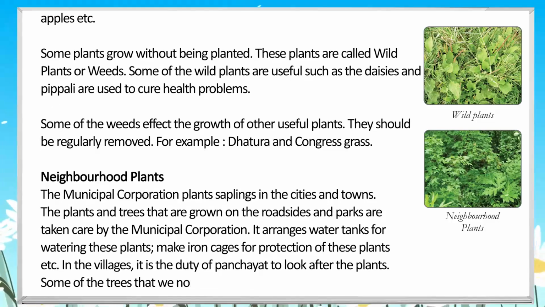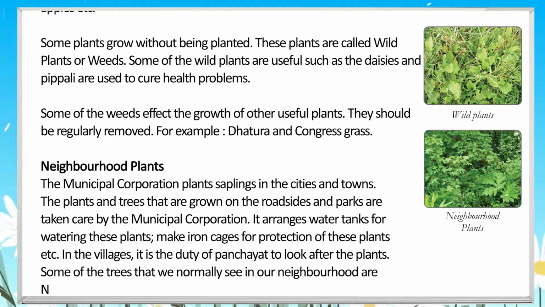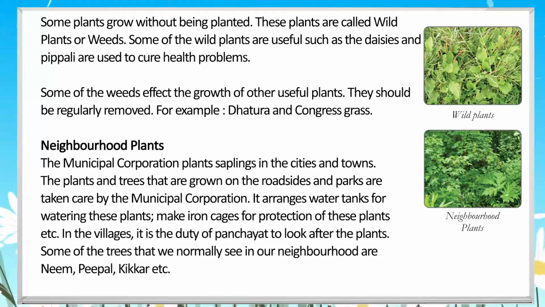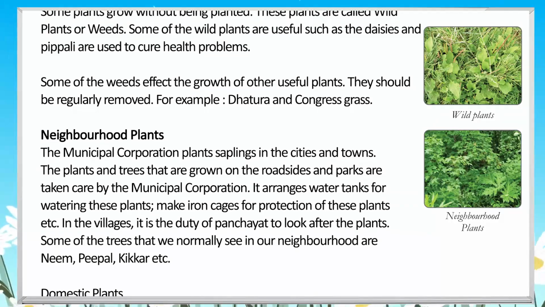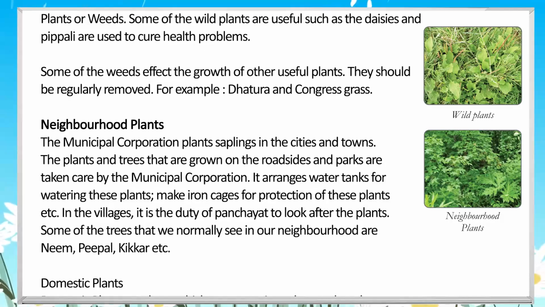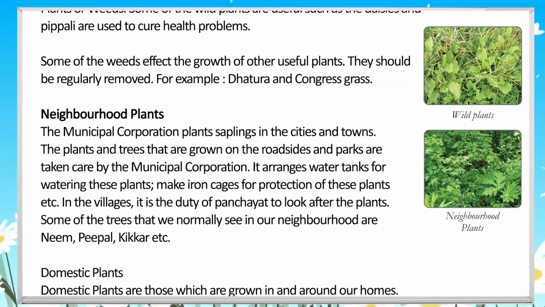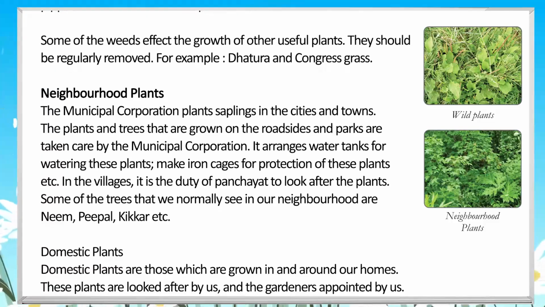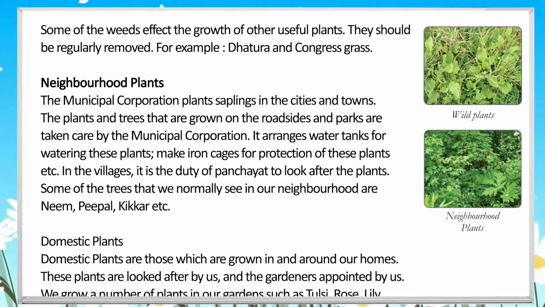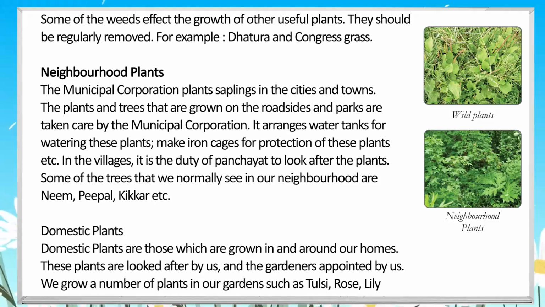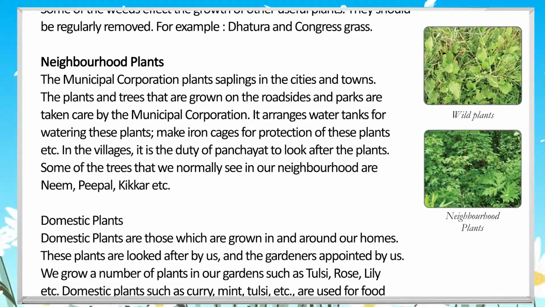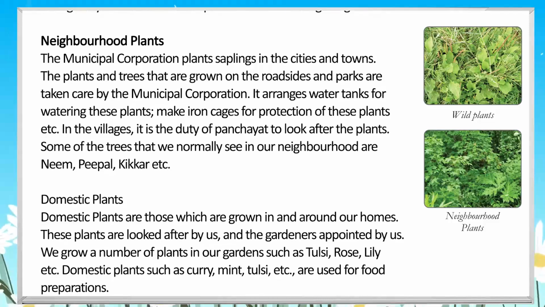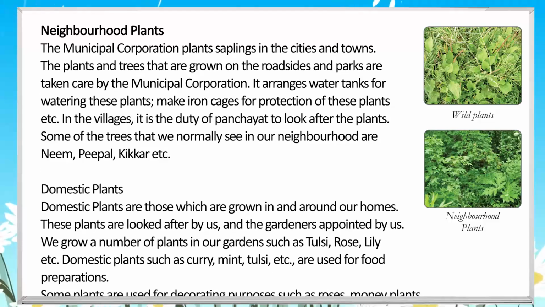Neighborhood plants. The municipal corporation plants saplings in the cities and towns. The plants and trees that are grown on the roadsides and parks are taken care of by the municipal corporation. It arranges water tanks for watering these plants, makes iron cages for protection of these plants, etc. In the villages, it is the duty of the panchayat to look after the plants. Some of the trees that we normally see in our neighborhood are neem, peepal, kikar, etc.